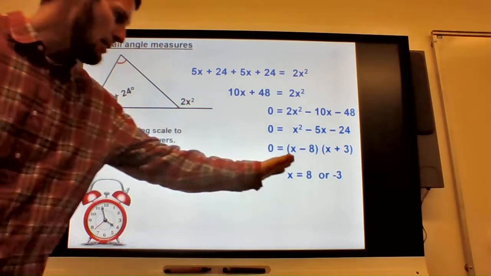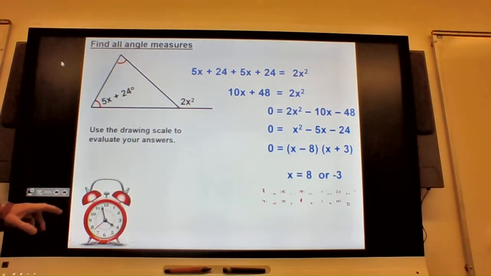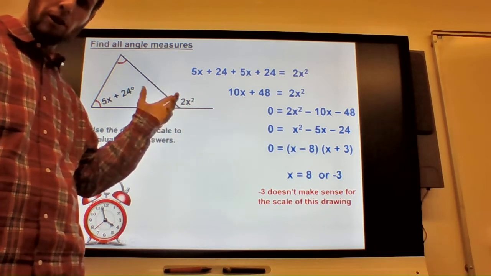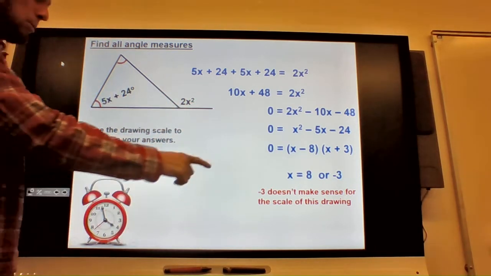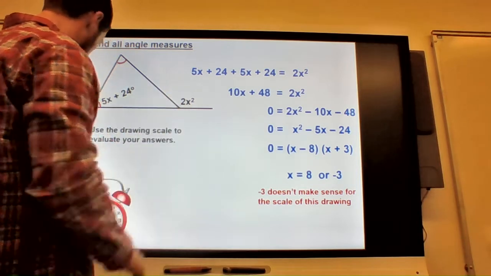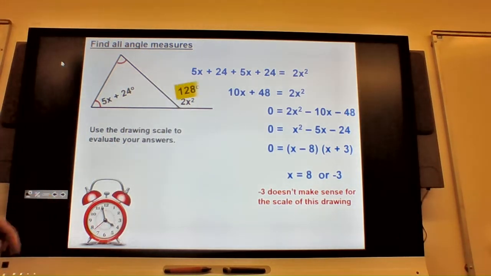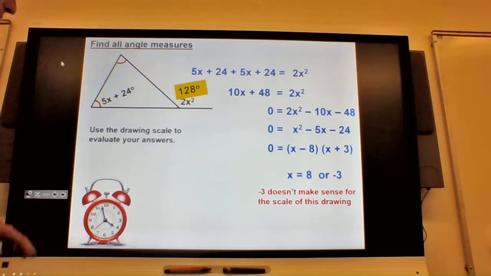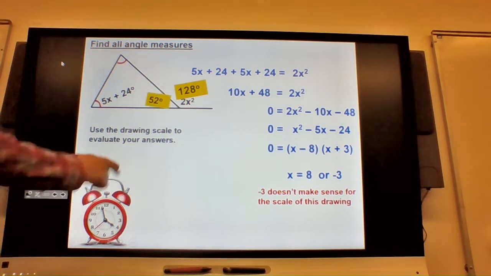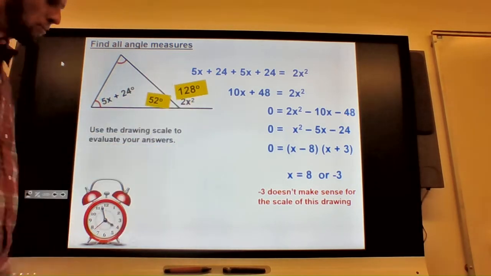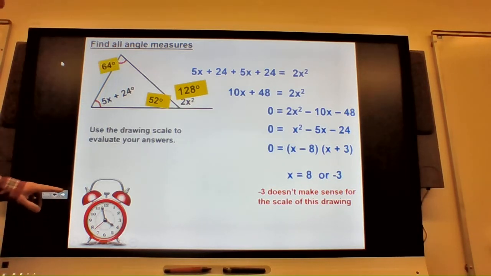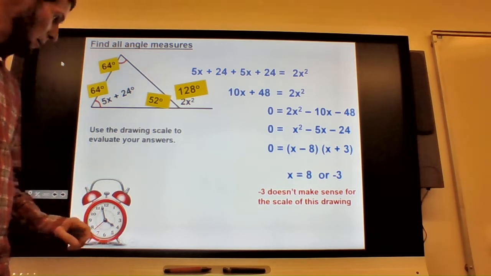I would argue the 8 makes more sense in the drawing because this angle appears to be obtuse on your paper. And if you plug the 8 in, you get 128 for this angle. The negative 3 would give you a much smaller angle. It's possible that the drawing's not to scale and even it's negative 3. But most realistically, this part's acute and that part's obtuse with the scale of the drawing. And the same thing up here. These would both be 64. And they both appear to be acute on your paper.